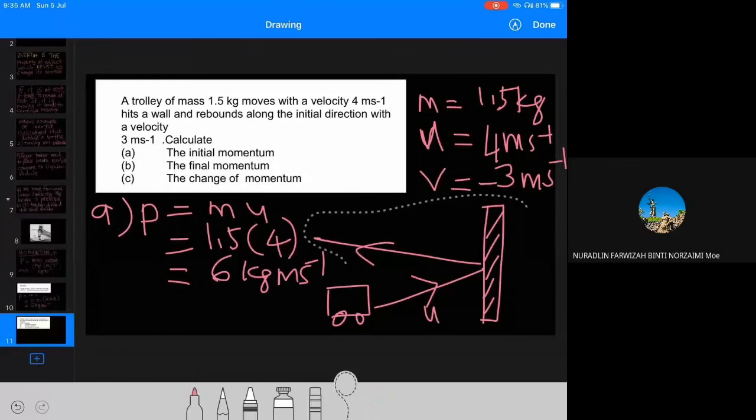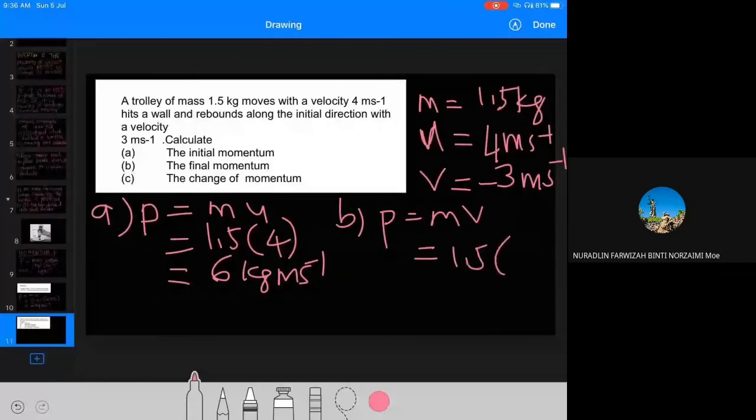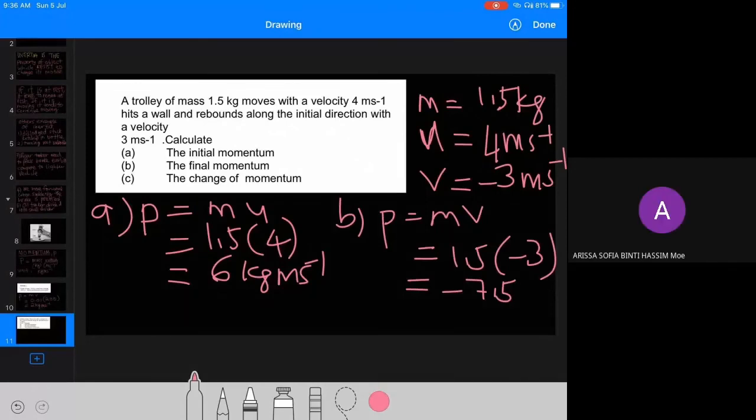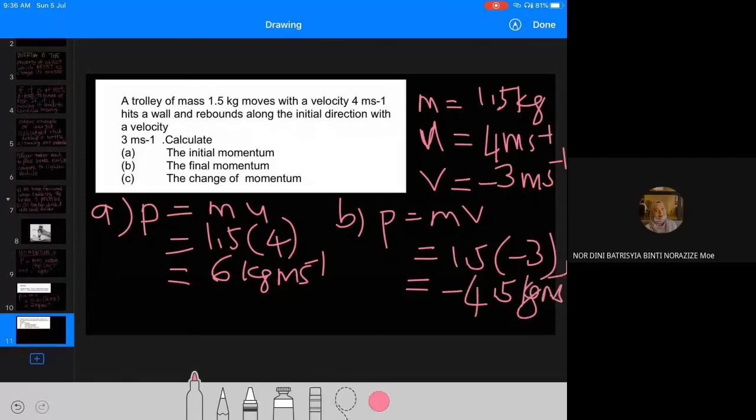Okay, soalan B tadi, final momentum P equal to mv. So, mass dia ialah 1.5 times negative 3. So, you dapat? Negative 4.5. Okay, betul. Jangan lupa ya, what is the unit? kg m s negative 1.